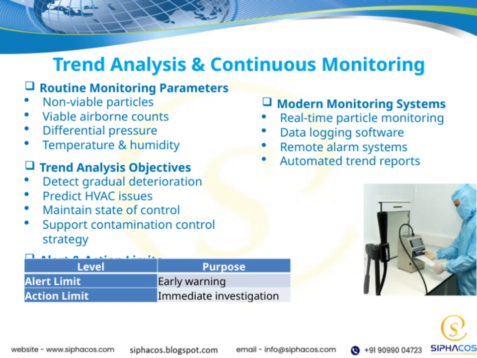When it comes to trend analysis, the goals are quite strategic. We want to detect gradual deterioration early, predict potential HVAC issues before they escalate, and maintain a consistent state of control. All of this supports our broader contamination control strategy. Finally, understanding alert and action limits is critical. They define our thresholds when alarms trigger, whether for early warnings or immediate action, helping us stay proactive rather than reactive in maintaining environment quality.